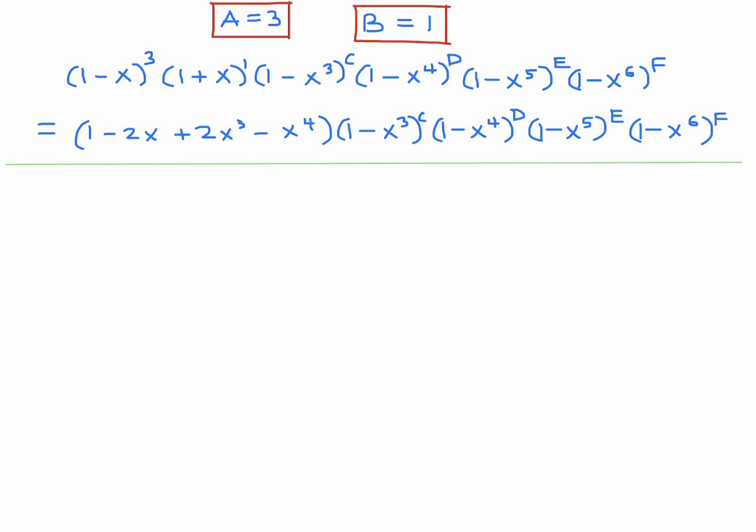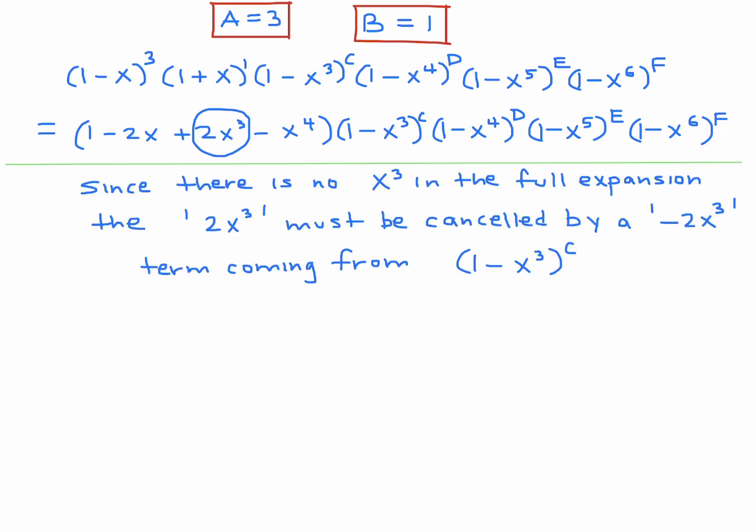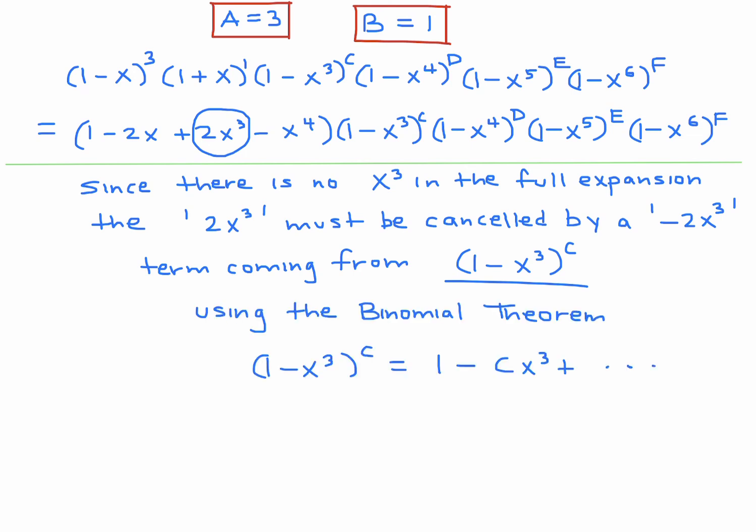As we discussed before, we also have no x to the power of 3 in the full expansion. So that means that this x to the power of 3 must eventually cancel somewhere. And that minus 2x to the power of 3 will cancel the positive 2x to the power of 3, that's got to come from this guy right here, because that's the only one that has x to the power of 3 in it. And therefore, we have to again use the binomial theorem to expand this, but we only have to do it in a way that we get the very first two terms.